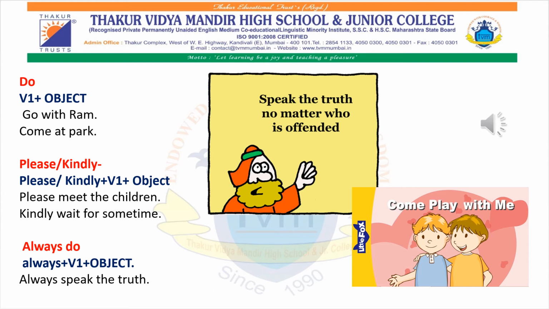Then the third one. If in a particular sentence it is telling you to always do something, it can be anything, then we have to use the word always plus verb first form plus object. For example, if a particular sentence is telling you to practice regularly, if it is giving you some kind of advice, then you have to make use of a word like always. Always speak the truth. So see the structure. First you will have always, then verb first form plus object.